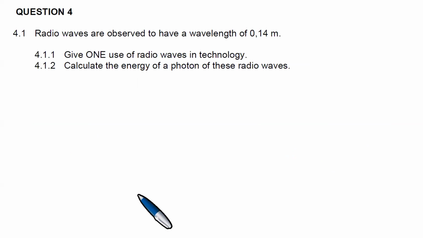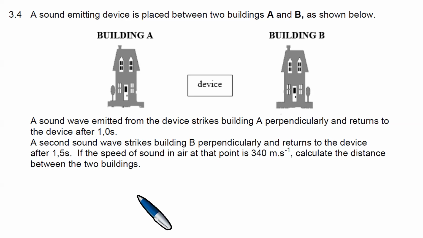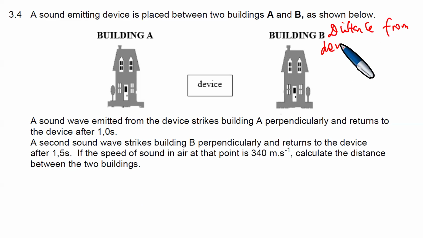So this is one question you can do. We're going to first calculate the distance from the device to building B. That distance is S equals VT.